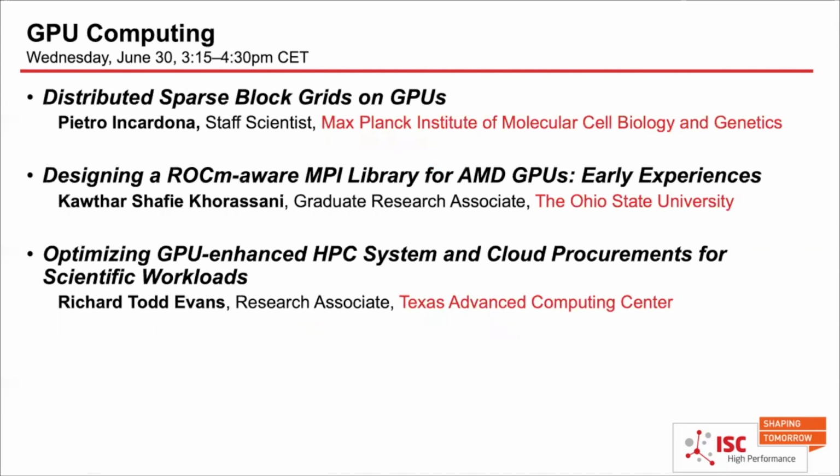We've got a GPU session as well on Wednesday. In the first talk, we're looking at distributed sparse block grids that are useful for volumetric computations and mapping those across 1 or more GPUs. The second talk is about a ROCm-aware MPI implementation for AMD GPUs. And the third one is about determining the optimal ratio of GPUs versus CPUs in system procurements.